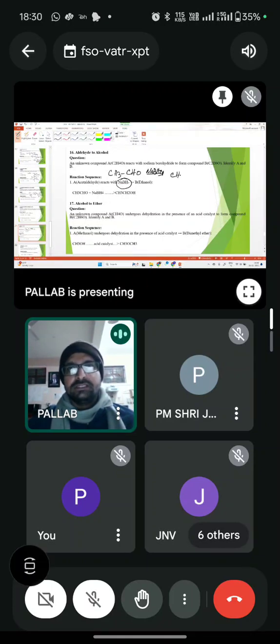compound, that is CH3CH2OH, and the compound B has the formula C2H6O. Okay, so this is B.